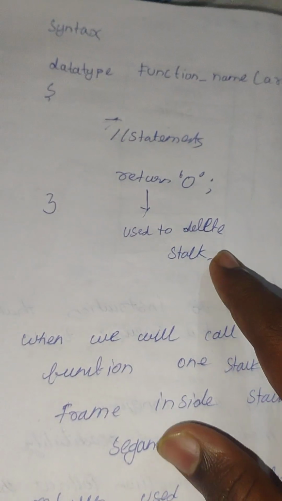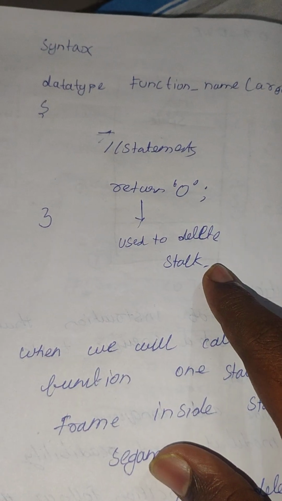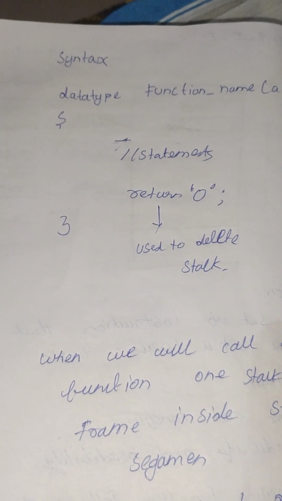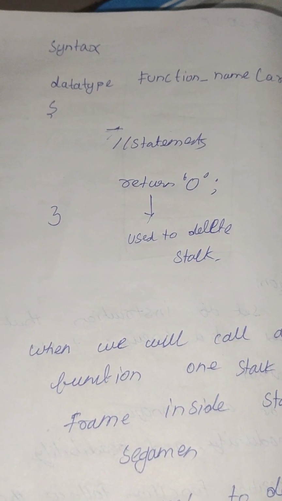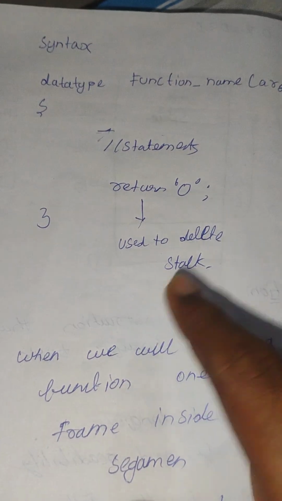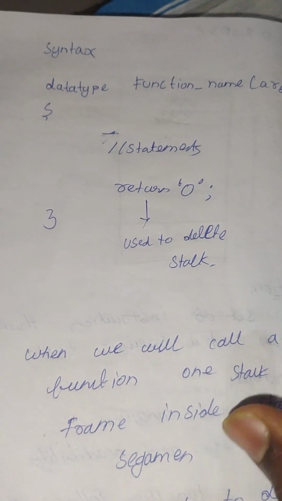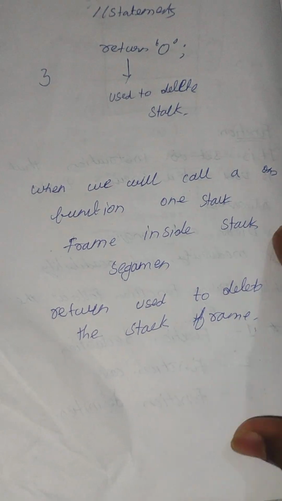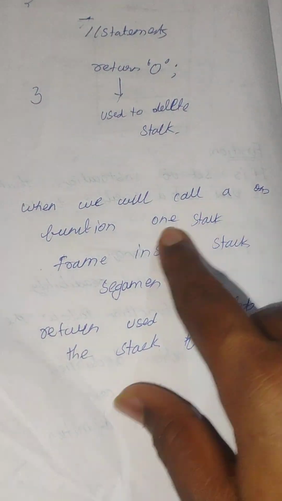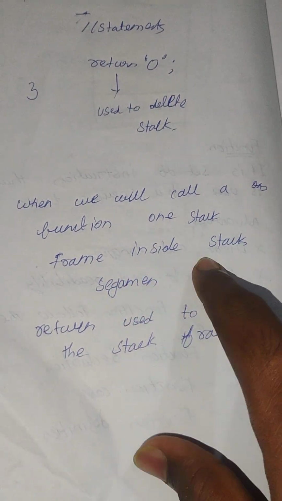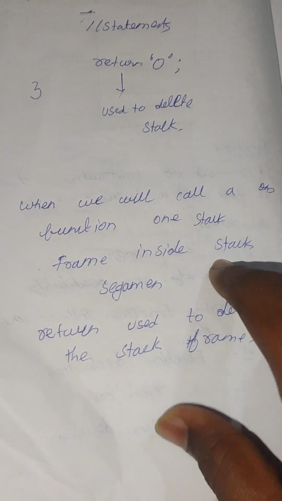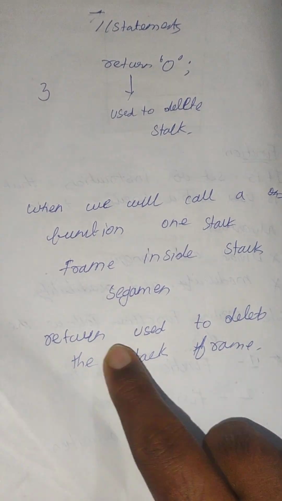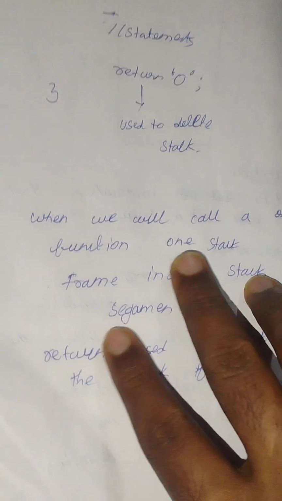Before, I told you the return value is used to terminate the program, but actually the return is used to delete a stack. Each function creates a separate stack frame for itself. If a function is created, it needs to be deleted by itself. So when we call a function, one stack frame inside the stack segment will be created. Return is used to delete the stack frame.